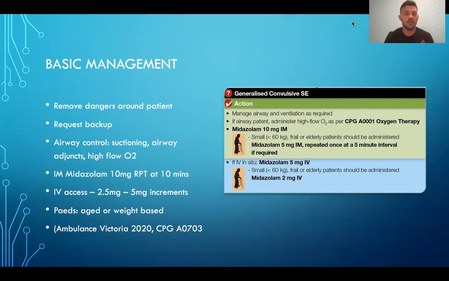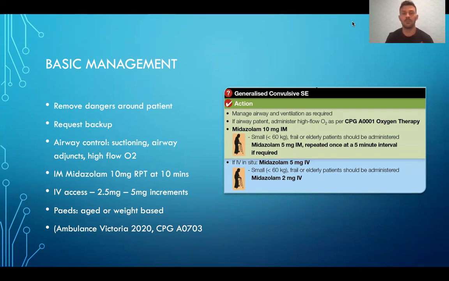They won't have any control. So we want to clear the area around the patient. We want to request backup if available, because many hands make light work, and there is a bit to do with these patients. Next, we're going to be looking at airway. So do they require suctioning? Do they have trismus? Can we get any airway adjuncts in? And as we know that their oxygen demand is quite substantial, so we're going to be applying high flow oxygen.